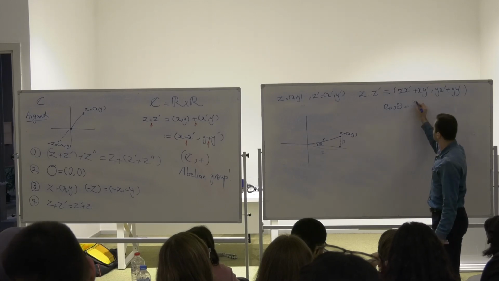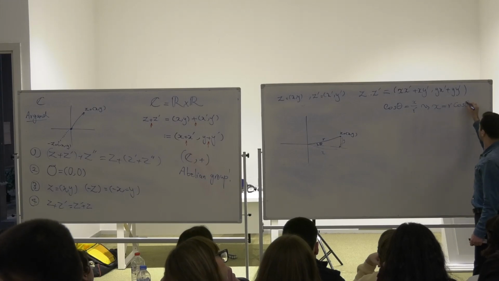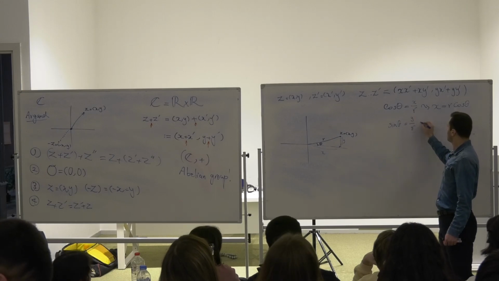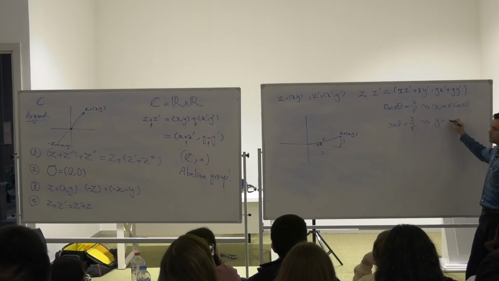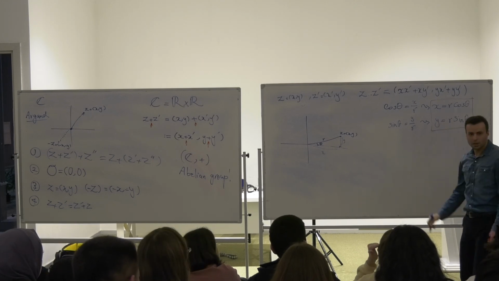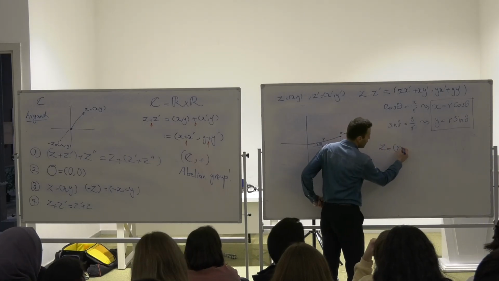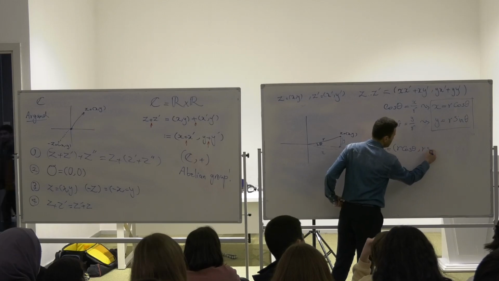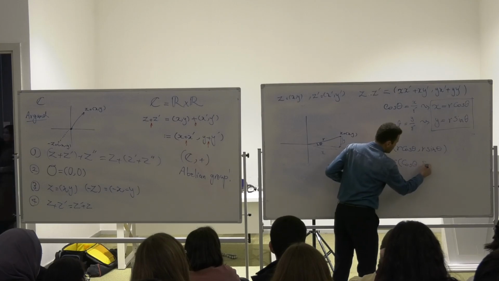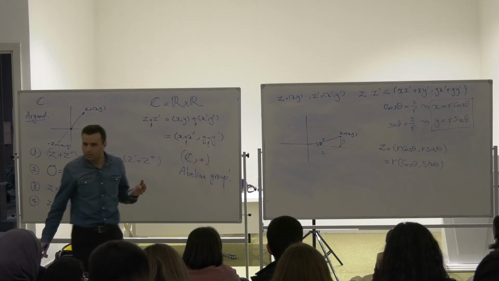So x, y. From here, can I say that x is equal to r cosine of theta? What about sine of theta? y divided by r. And from here, what can I say about y? r sin theta. Okay? Good. Now with this, what is our z? Our z is r cosine of theta, r sine of theta, which we can also write as r times cos theta, sin theta. Right? Is it clear what's happening?